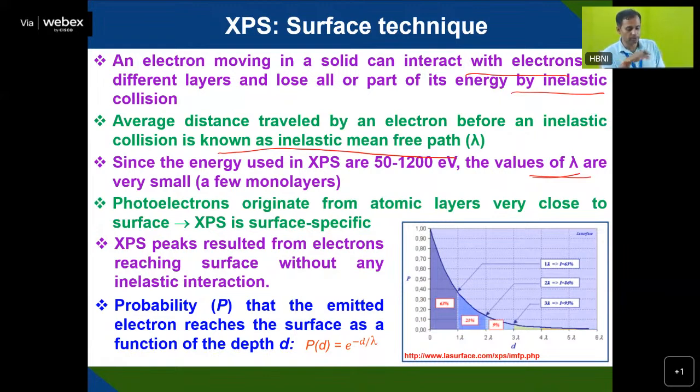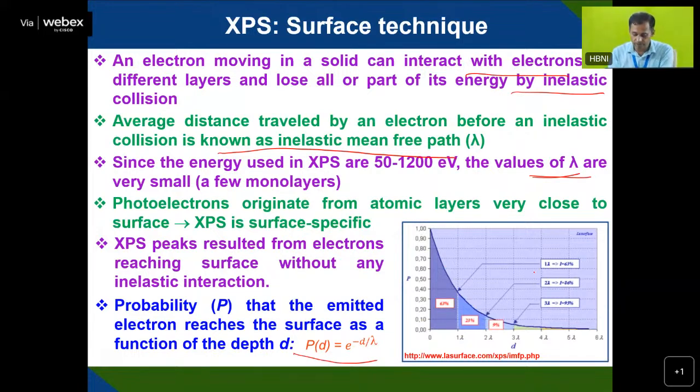Depending on the surface properties, electrons will come out from the characteristic material. So XPS picks up results from the electrons reaching the surface without any inelastic collision. If there is any interaction before that, then it will not be counted. The probability of the emitted electron reaching the surface is based on the depth equation, P(d) equal to e to the power minus d by lambda.